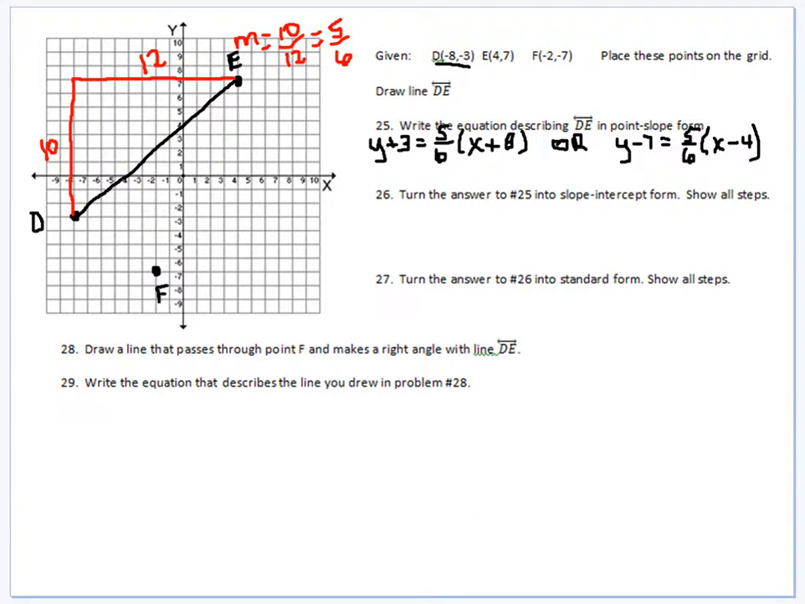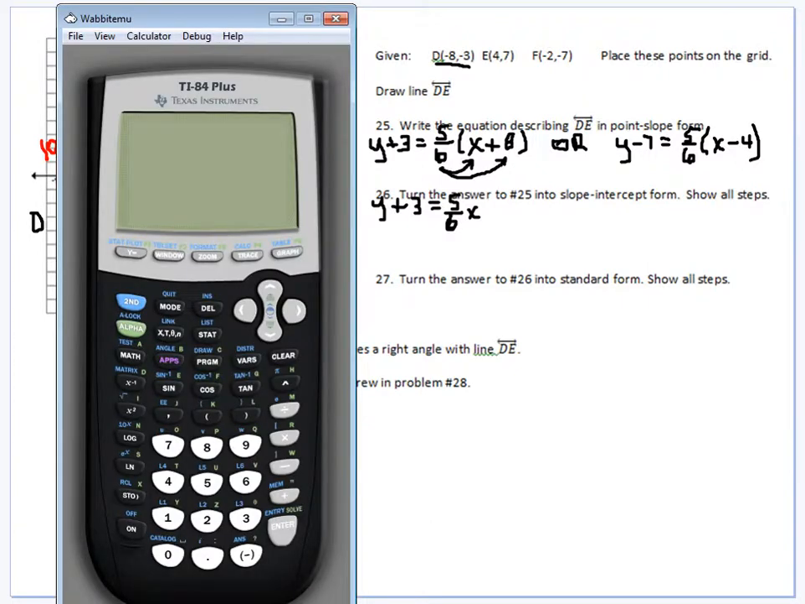Turn the answer to number 25 into slope-intercept form. Okay, so I'm just going to take one of these. I'll multiply this 5/6 times both of those. So that would be y plus 3 equals 5/6 x. Now you got to do 5/6 times 8. Now if you're no good at doing 5/6 times 8, type it in your calculator. 5/6 times 8, and then I'm going to turn that back to a fraction, is 20/3.